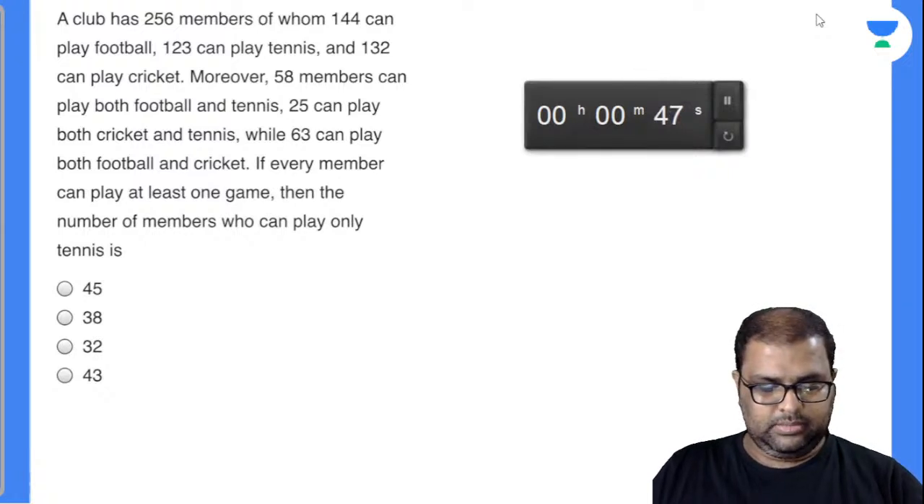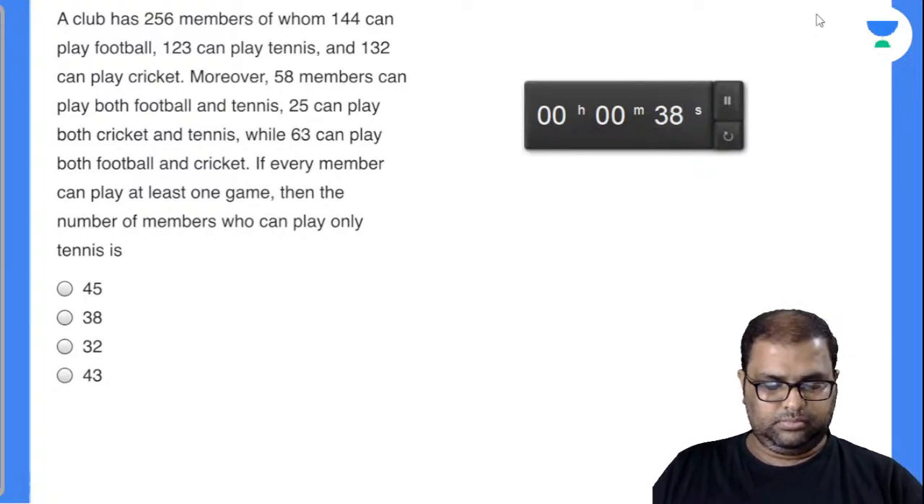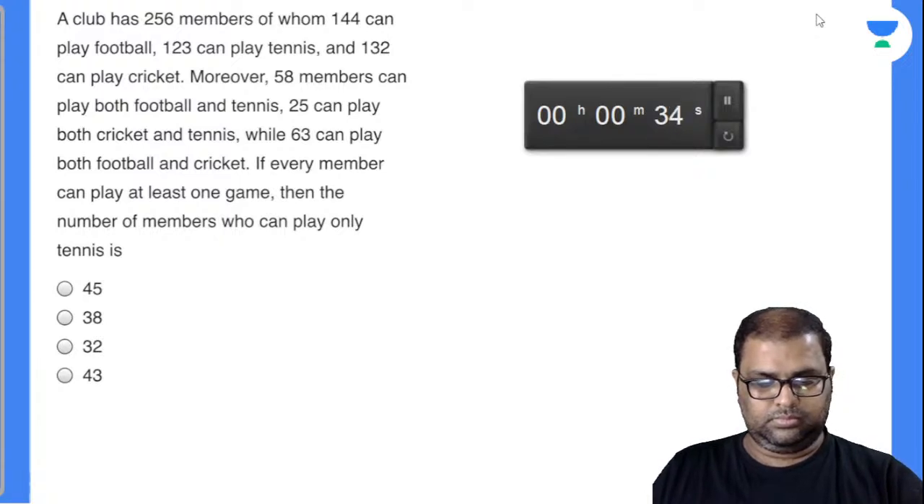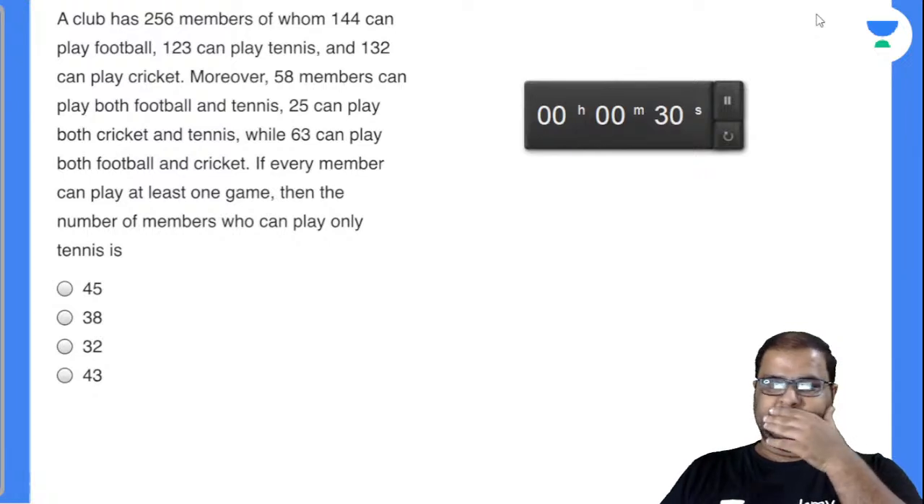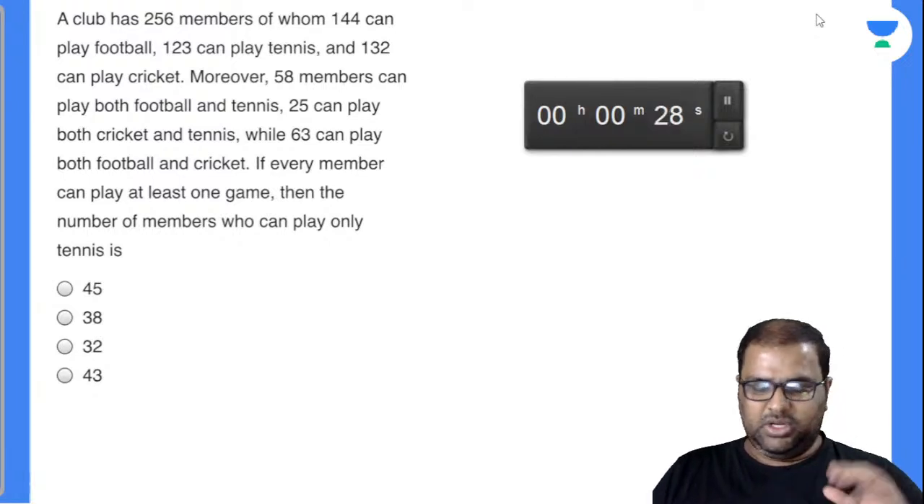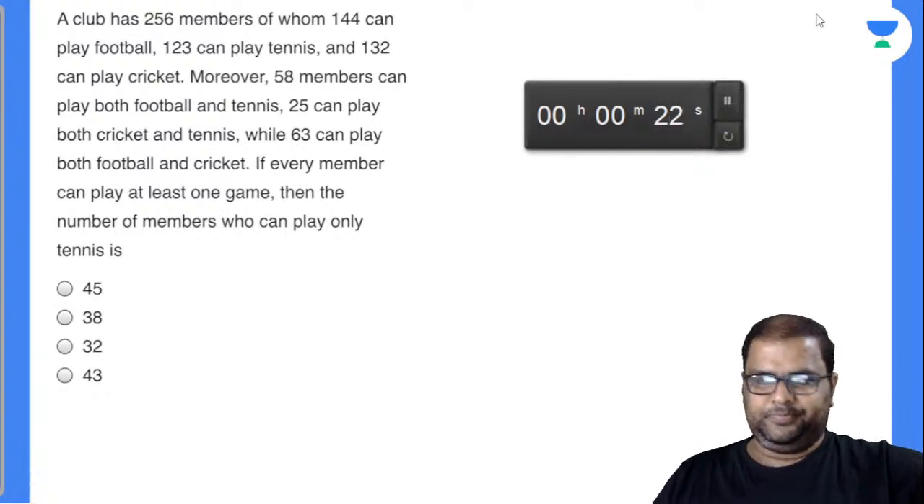Any answer? Seconds more. So do try to do it, right? Unless you practice, suddenly in the examination nobody can solve it.